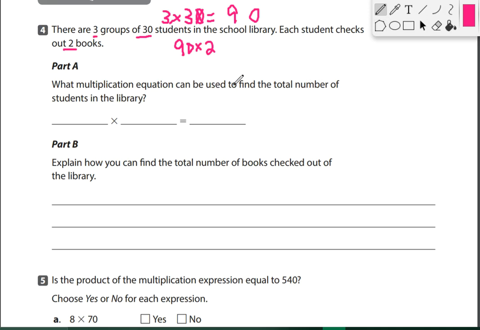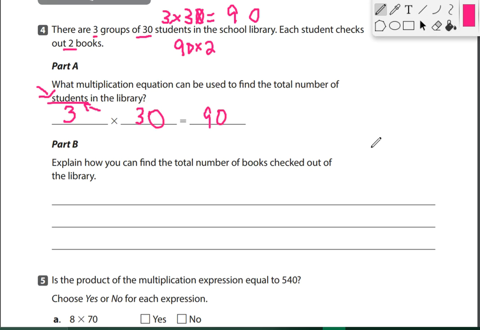Which multiplication equation can be used to find the total number of students in the library? We went ahead and automatically set it up for the books as well. But here we already found the students. This word's very important because if you say 90 times 2, you're telling me the total number of books. It wants the number of children in that library. So we said there's 3 groups of 30, which is 90 students.